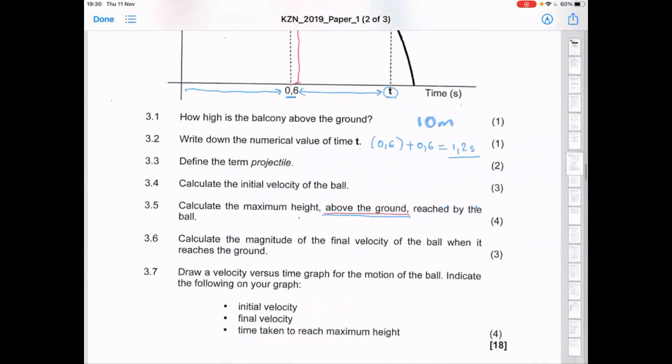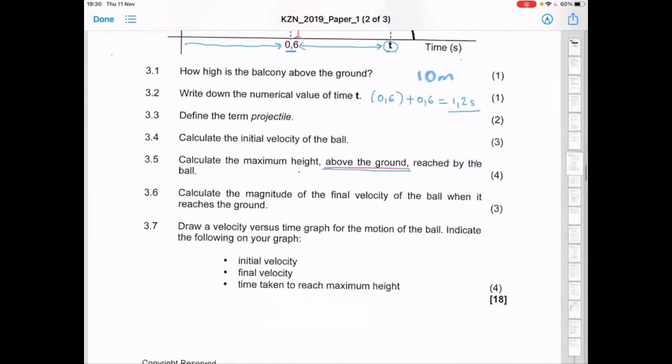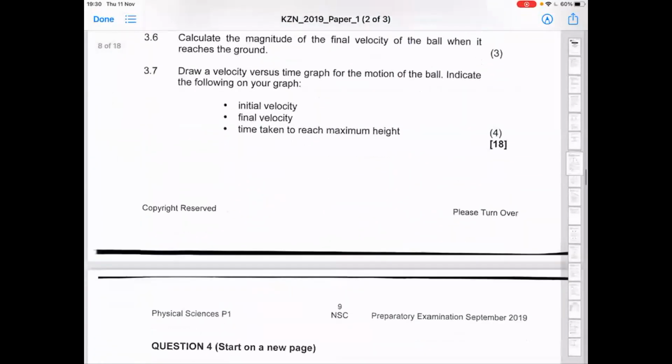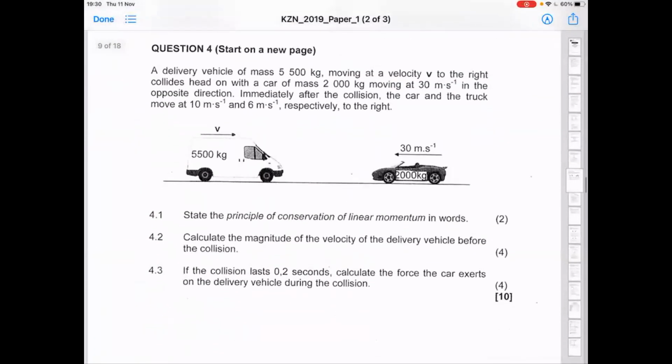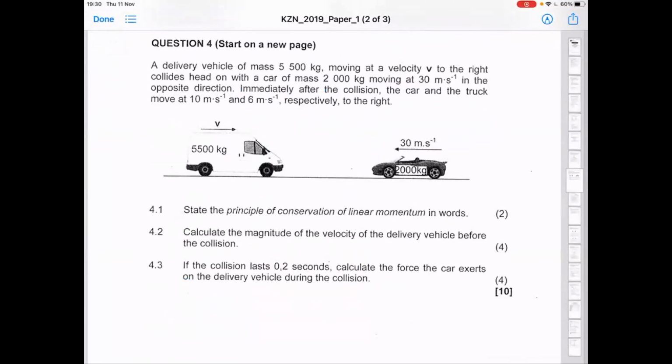Okay, and then also just to remind you, all of this carried 18 marks. Okay, let's look at question 4. But maybe we can just go through it a little quicker.